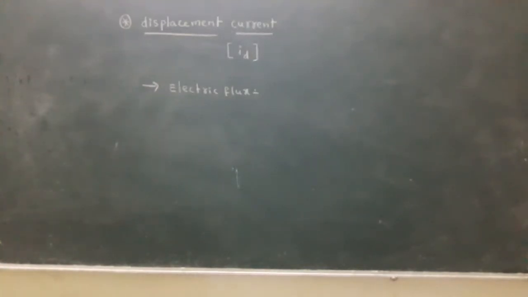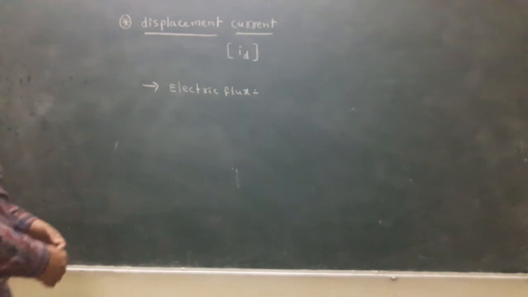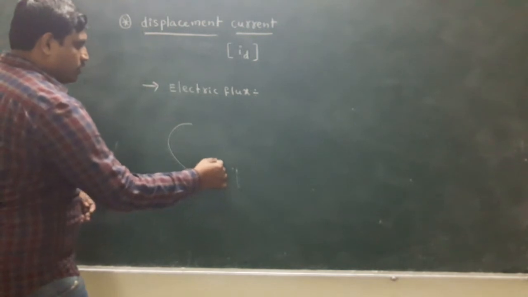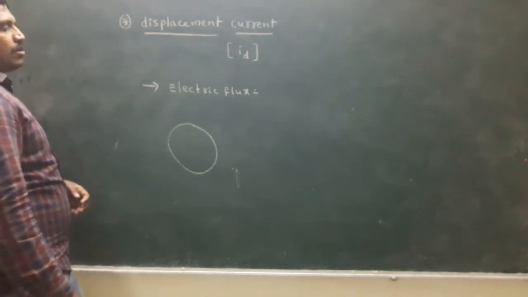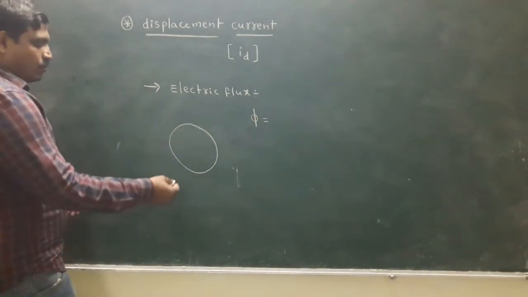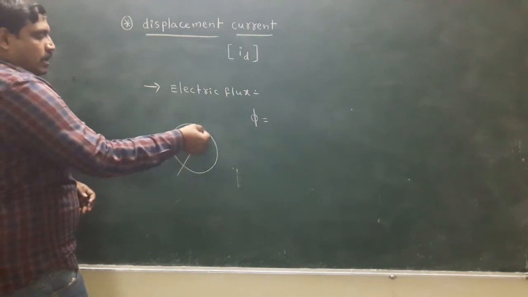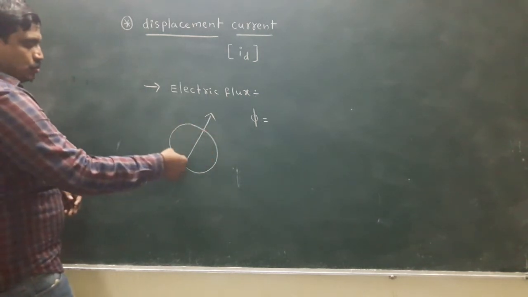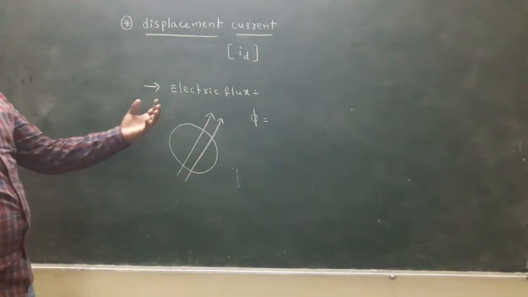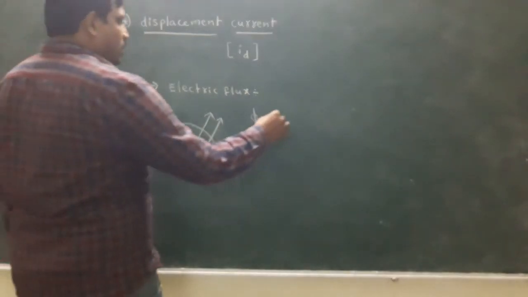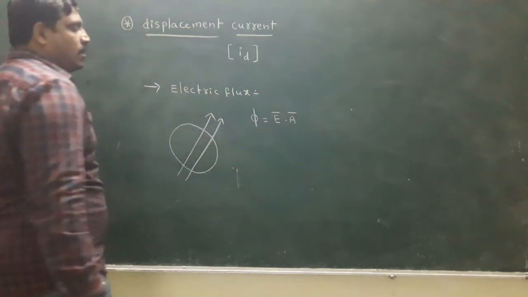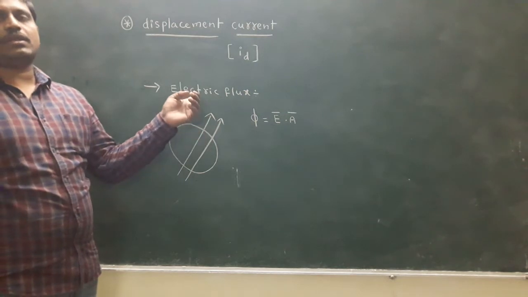Okay, in the displacement current, first we know the electrical flux. Generally, look here, in the closed loop, electrical flux is denoted by phi. What is the definition? Electric lines passing through a given area. Here two lines pass, so the electrical flux is 2. Simply, the number of electric lines passing through a given area is called electrical flux.